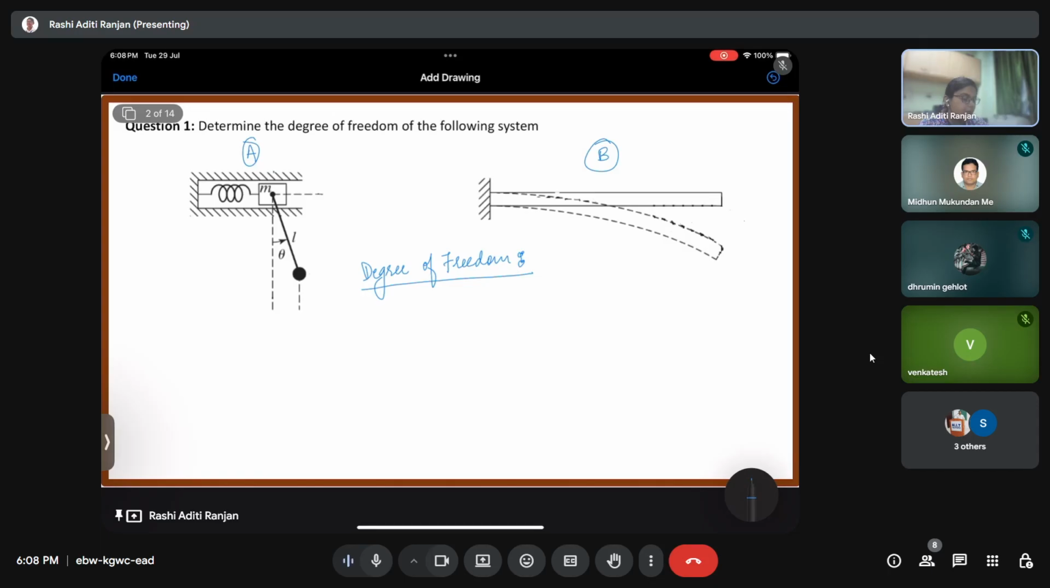Degrees of freedom are basically related to any mechanical system. When we try to model a system, there are some outputs, there are some inputs. In order to know what the outputs are, or what the concerned variables or concerned positions of my system are that I need to study, how many of them are there? On that basis, we decide what the degrees of freedom of a system are.